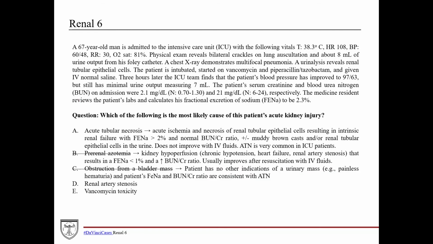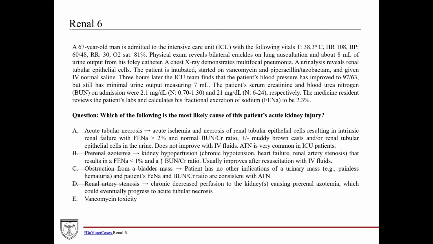Obstruction from a bladder mass, yes, the FeNA would be consistent with that, but you can't just go off one lab value alone. There's really no other indications here that he has a urinary mass. There's no painless hematuria. There's no history of cancer. There's no other indication, no history of congenital malformations or anything like that that would indicate that there's an obstruction.